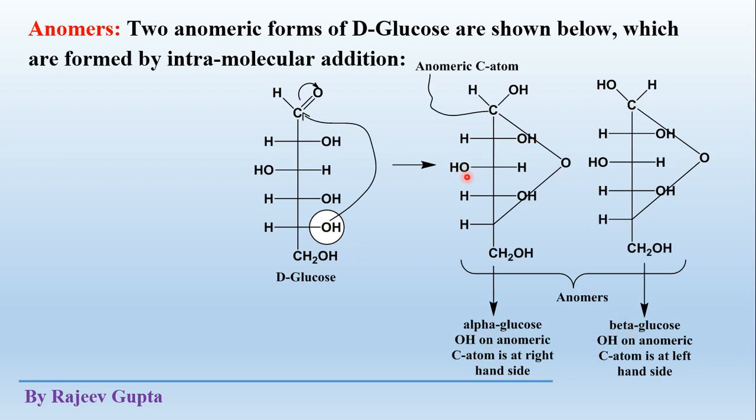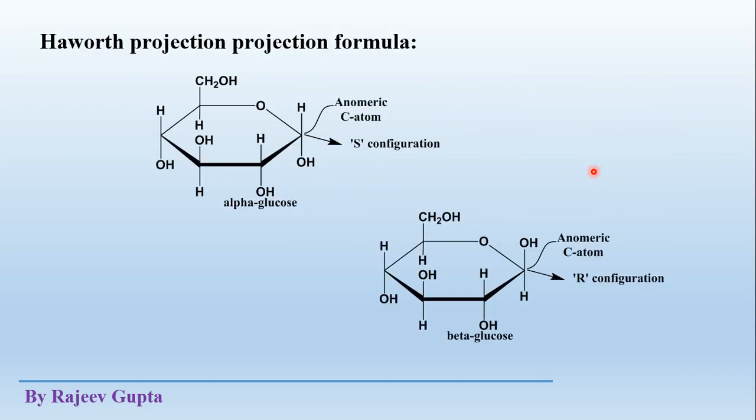See, the configuration at the other chiral centers is the same, OH, OH, OH, OH, but the configuration at this anomeric carbon atom is different in the two structures. So both are anomers, or both are diastereomers, because they are not mirror images of each other.